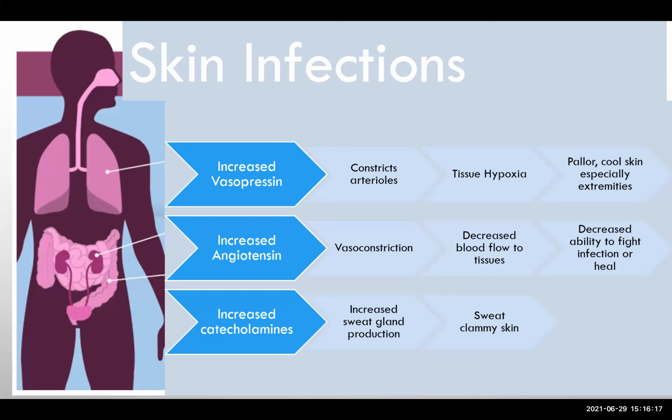An increase in catecholamines increases sweat gland production, because this is very similar to your fight or flight discussed earlier. For these patients, when you palpate their skin, you'll see that it may be sweaty, or they might have clammy palms or clammy feet.